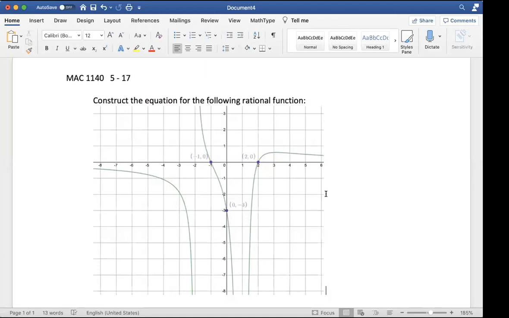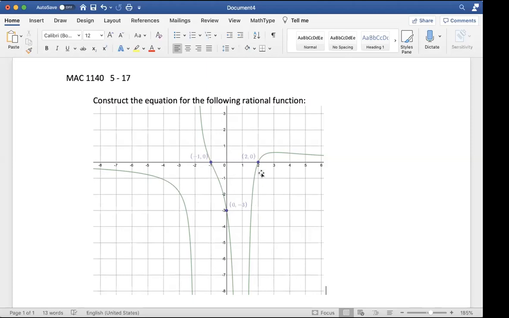So we want to construct an equation for this rational function. What do we recognize? Well, there is an asymptote here at x equals -2, and there is an asymptote here at x equals 1. But they're different sorts of asymptotes. You see, at -2, on one side it's going up, on the other side it's going down. When that happens, that's multiplicity 1.